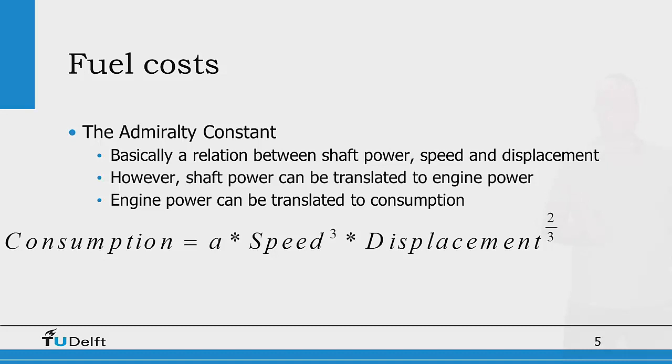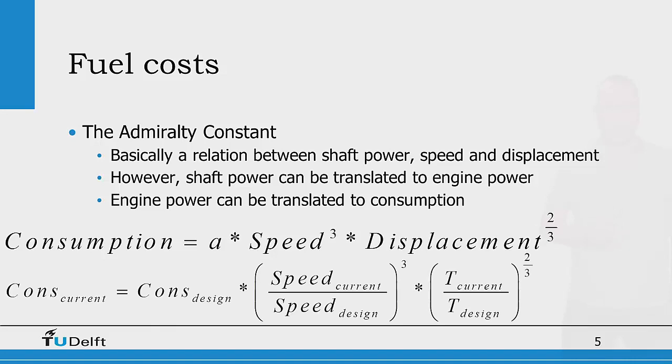The power of 2/3 in displacement basically translates the displacement, the volume of the vessel, to an area. And from physics, it is known that the area is, of course, in line with the frictional resistance. The speed to the 3rd power is then again in line with some form of moving resistance. This formula will not help us determine the consumption at another speed. However, if we use this formula and divide it by the design situation, we can always calculate the consumption.